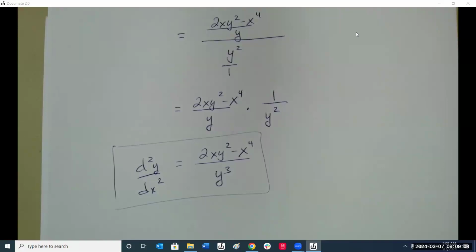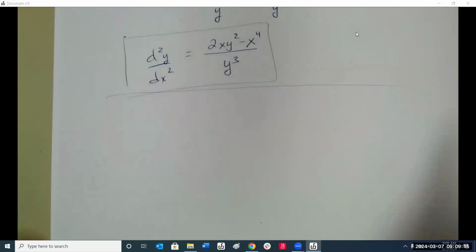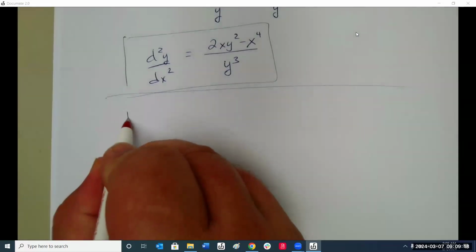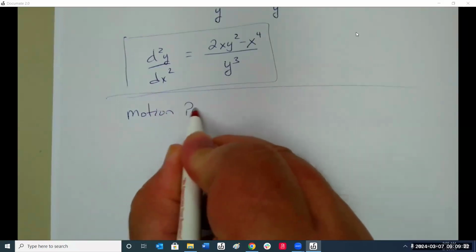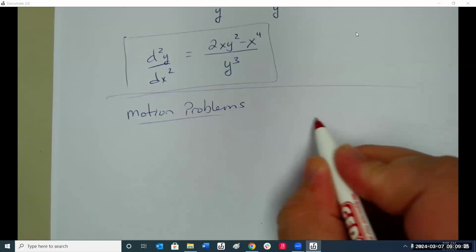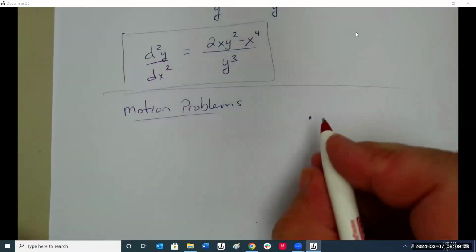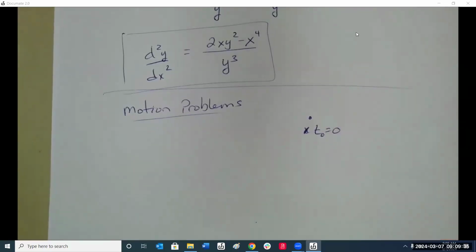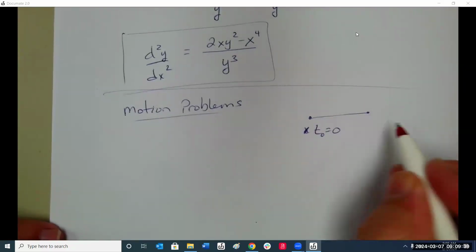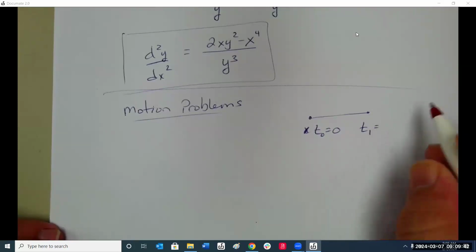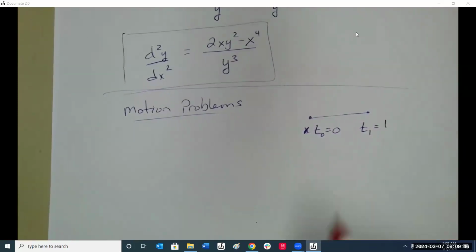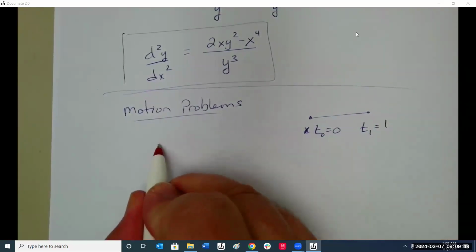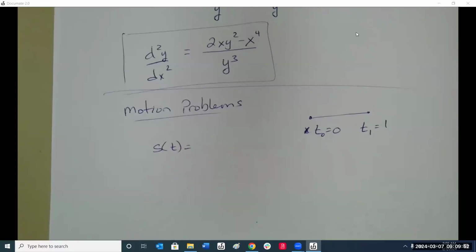Good question. Can anybody guess? Anybody take any physics courses here? Okay. Well, in motion problems, this is the most obvious use. In motion problems, you have a particle at rest somewhere, at t equals 0. It doesn't move. Now, when this particle moves, after, let's say, 1 second, it's changed locations. That's what we call the position function, the displacement. It's pretty much just the position of the function.